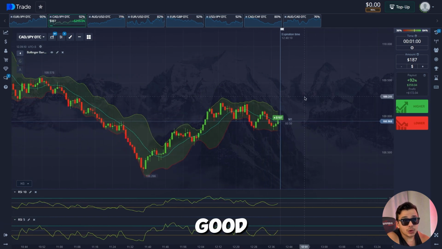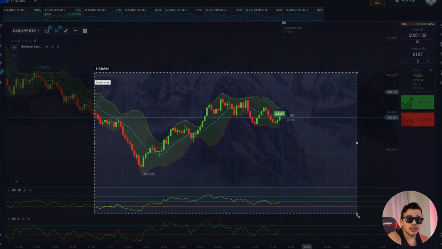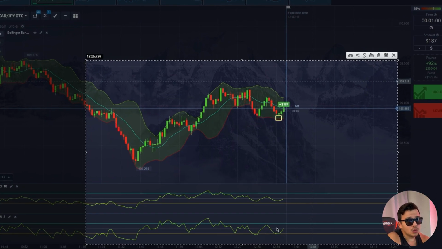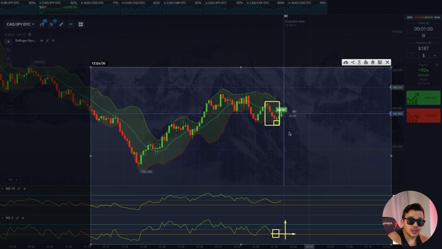We have a good touch point here. We had a touch of the lower moving line here. We had an exit from the oversold area here. Upward dynamics, so we open on the trend. We see the price correction. In general, opening on the trend is always a good sign.